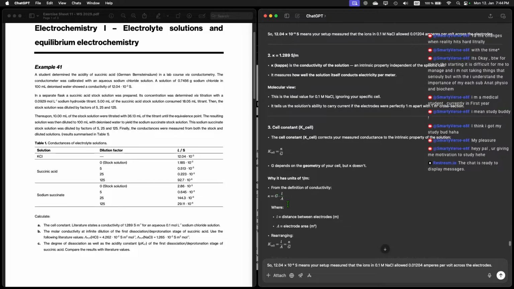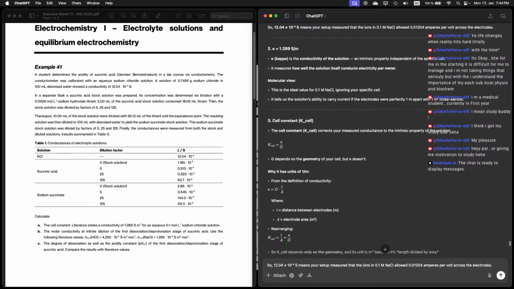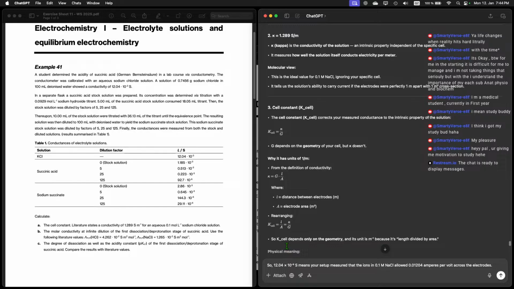What is G then? Rearranging. Length by area. Oh. So from this equation, does that mean, okay, wait. This is the problem. I get a lot of doubts.